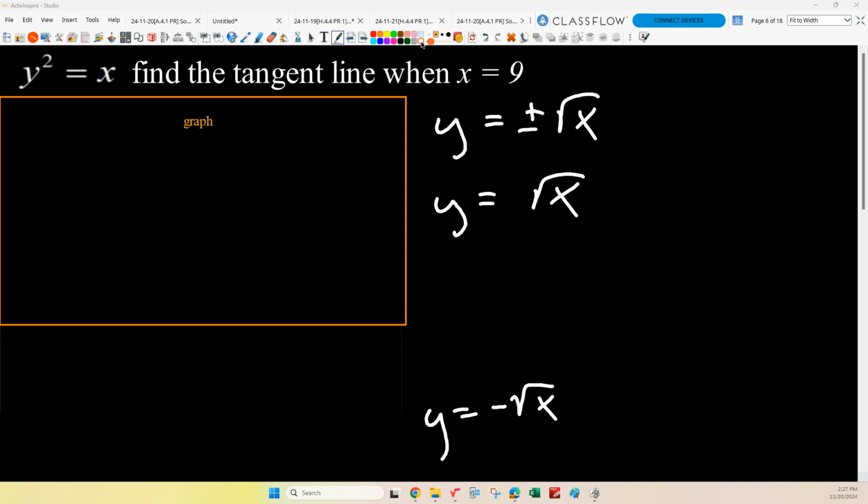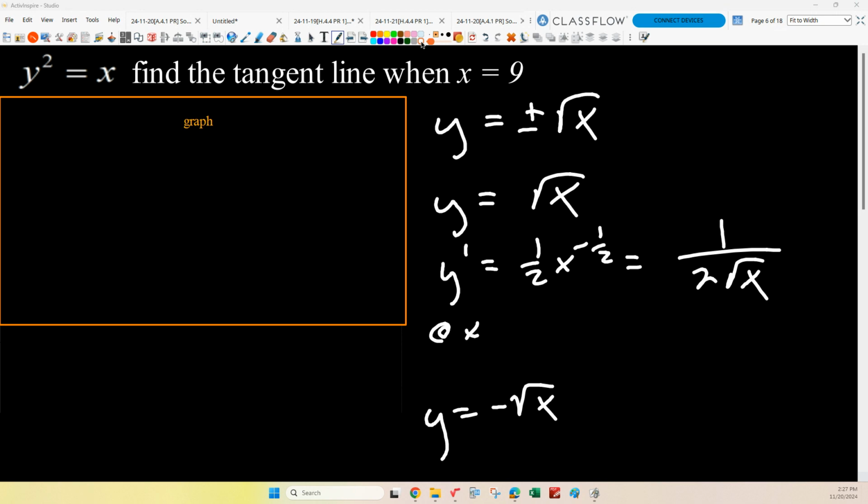Okay, well, what's our point of tangency? Well, let's calculate a derivative. What's y prime for the first case? That's just x to the 1/2, isn't it? 1/2 x to the negative 1/2. Isn't that the same thing as 1 over 2 times the square root of x? Right? Okay, so at x equals 9, what's that give us? 1/6. Yeah.